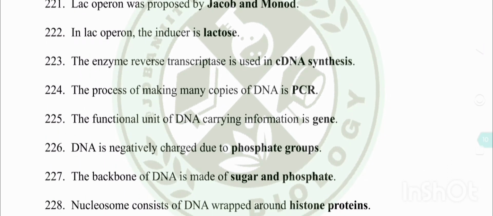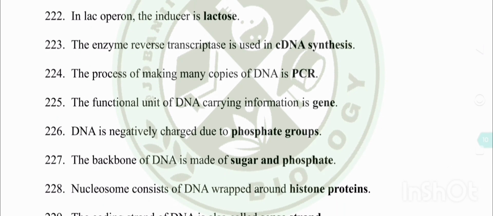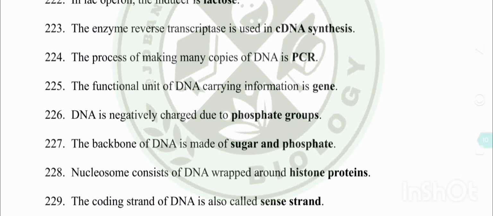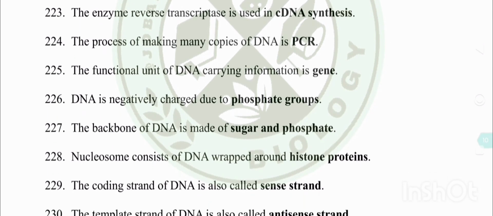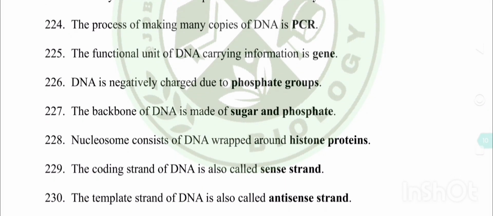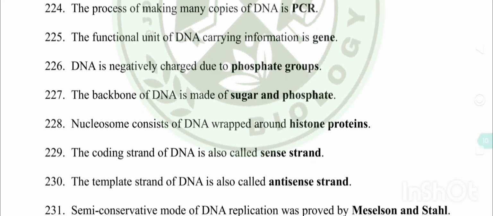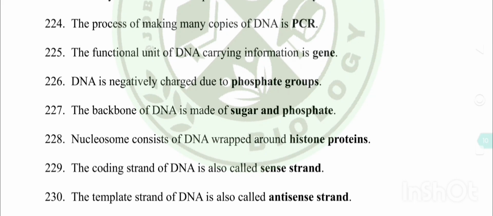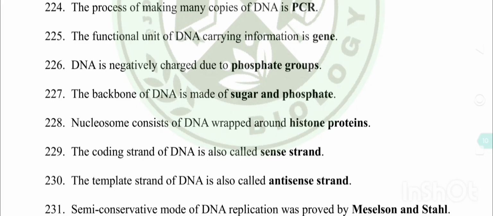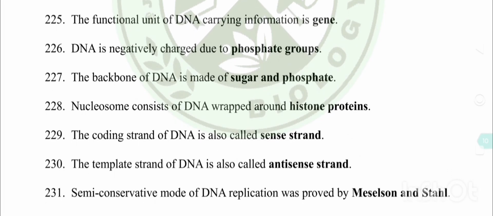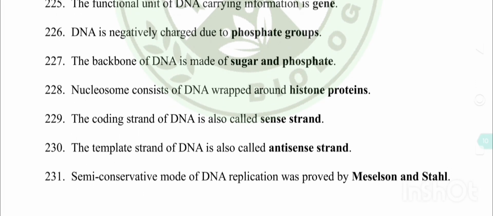224. The process of making many copies of DNA is PCR. 225. The functional unit of DNA carrying information is gene. 226. DNA is negatively charged due to phosphate groups. 227. The backbone of DNA is made of sugar and phosphate.